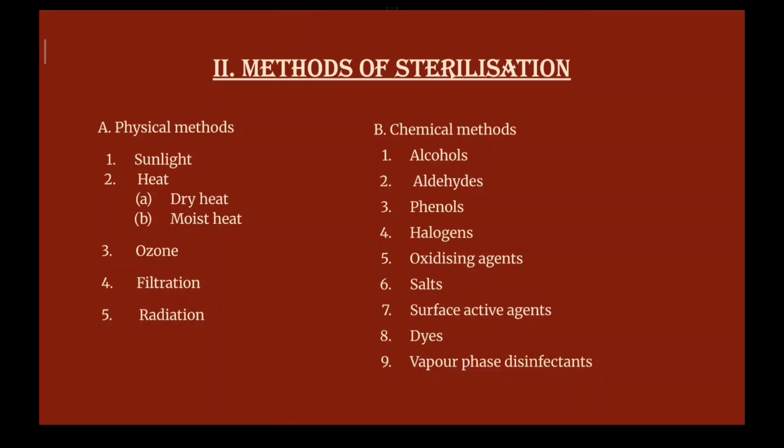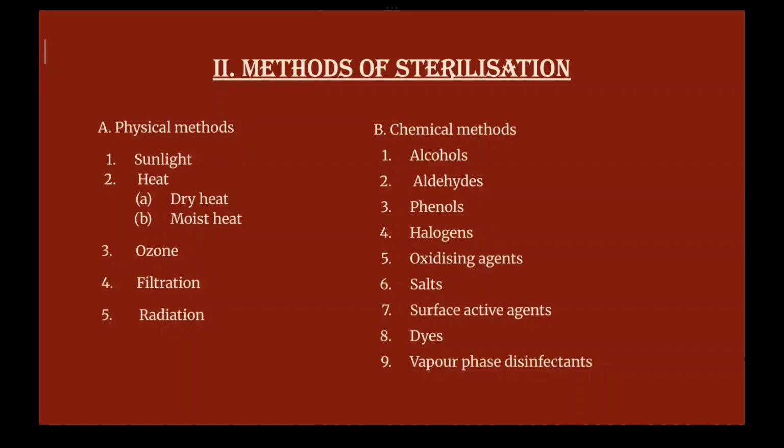Now first we'll see the methods that are being used in sterilization as an overview. The physical methods here involve sunlight, heat, ozone, filtration, and radiation. So sunlight is a natural method of sterilizing a material or a surface. How do you do it? You expose the material, article, or surface that has to be sterilized to open sunlight. This sunlight is going to kill the microorganisms which are present on the surface. So it's a natural form and it is very limited.